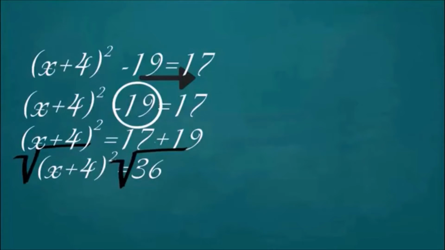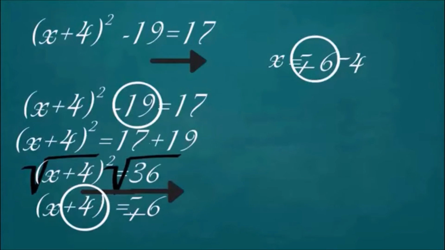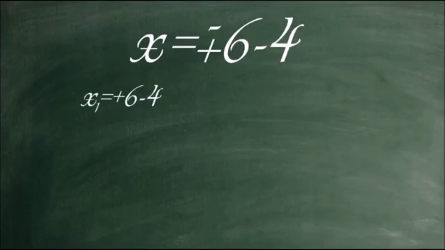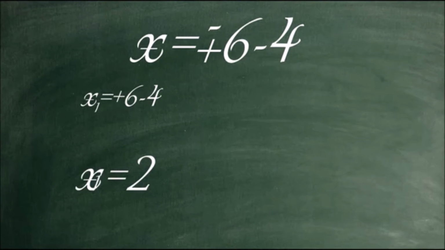Next, search for the value of x. Isolate the x term by transposing the term beside it. Because the square root has the value of positive and negative 6, there will be two values of x. X sub 1 will be taking positive 6 minus 4, which is 2, and x sub 2 will be having negative 6 minus 4, or negative 10.